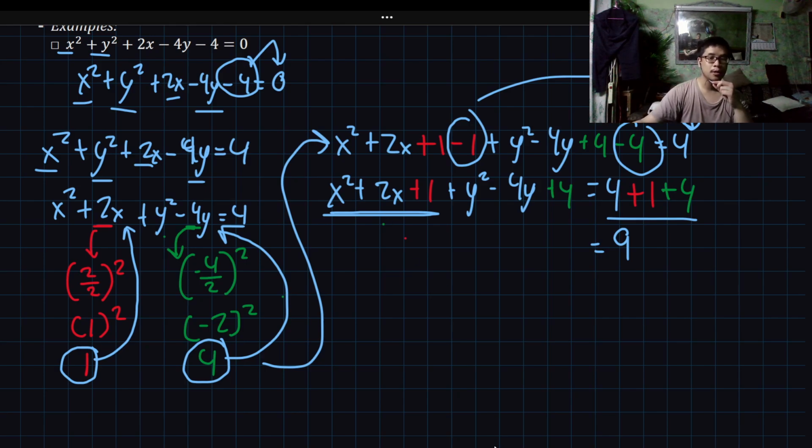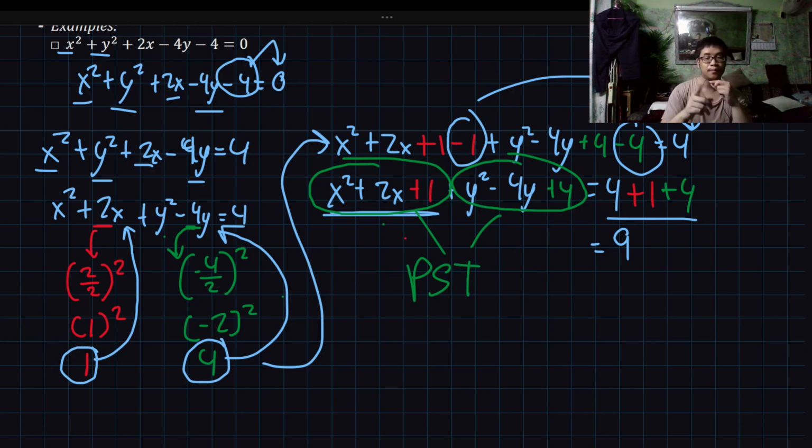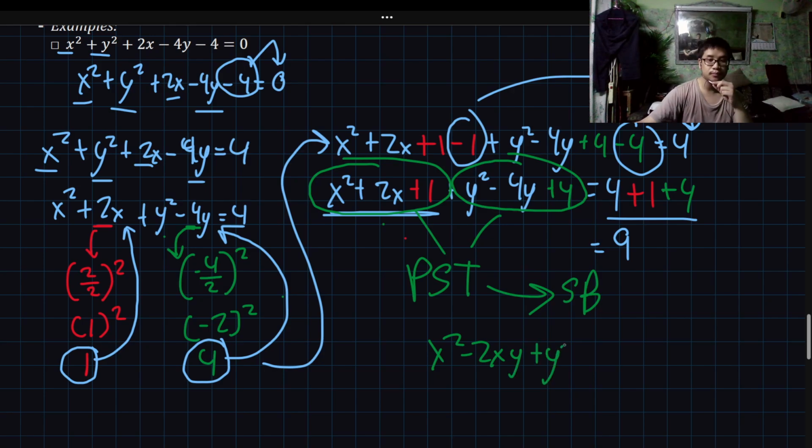Squared binomial. Because remember, you see this x squared plus 2x plus 1 and y squared minus 4y plus 4. These two are now in PST, perfect square trinomial. And a perfect square trinomial can be converted into a squared binomial. For example, if I have x squared plus 2xy plus y squared, this is a perfect square trinomial. I can convert it into x minus y squared. It's a squared binomial.